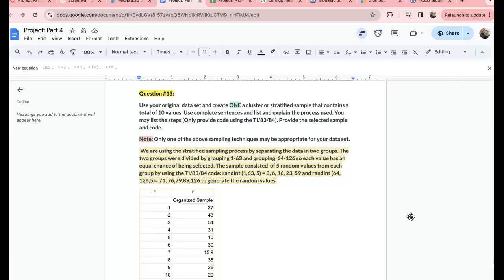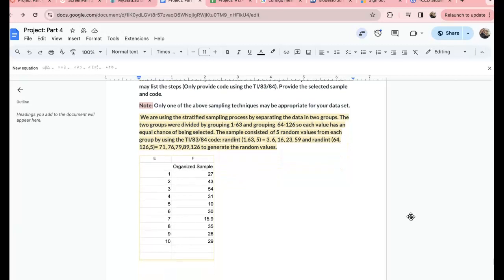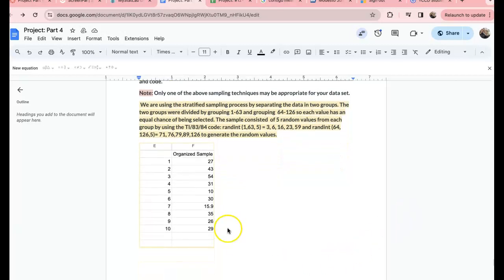So in question 13, we are asked to use our original data set and create a cluster or a stratified sample that contains a total of 10 values. We used the stratified sampling process by separating the data into two groups. The two groups were divided by grouping 1 through 63 and grouping 64 through 126, so each value has an equal chance of being selected.